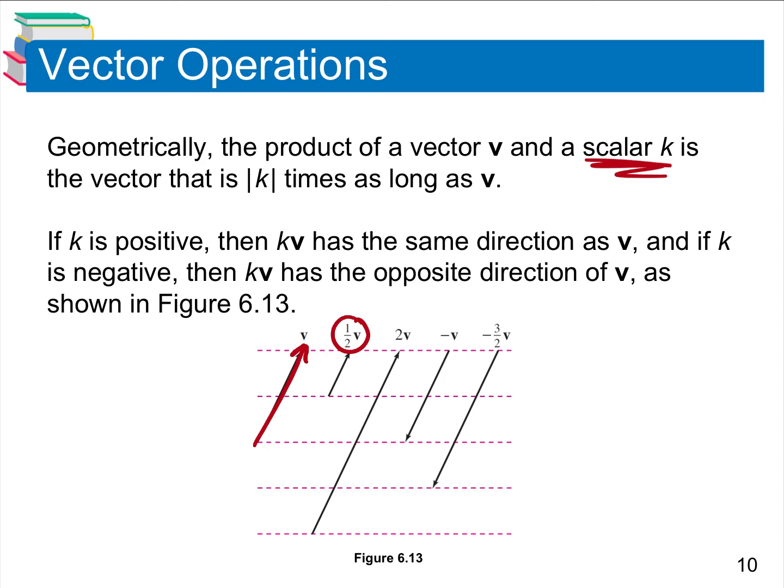If we multiply it by a negative number, it changes the direction. So notice that our arrow is now going down. So our initial point becomes our terminal point, and our terminal becomes the initial. So if we multiply by a negative, it changes the direction.